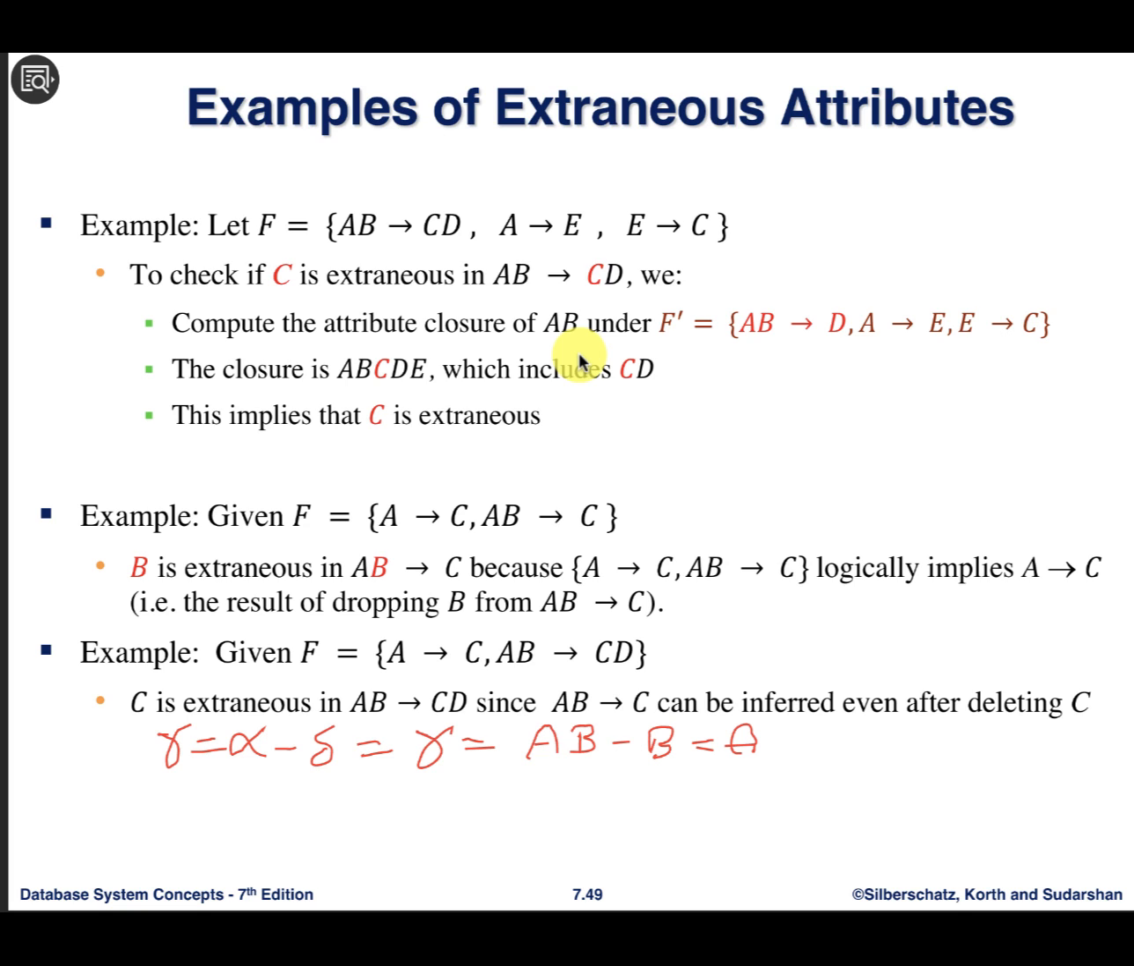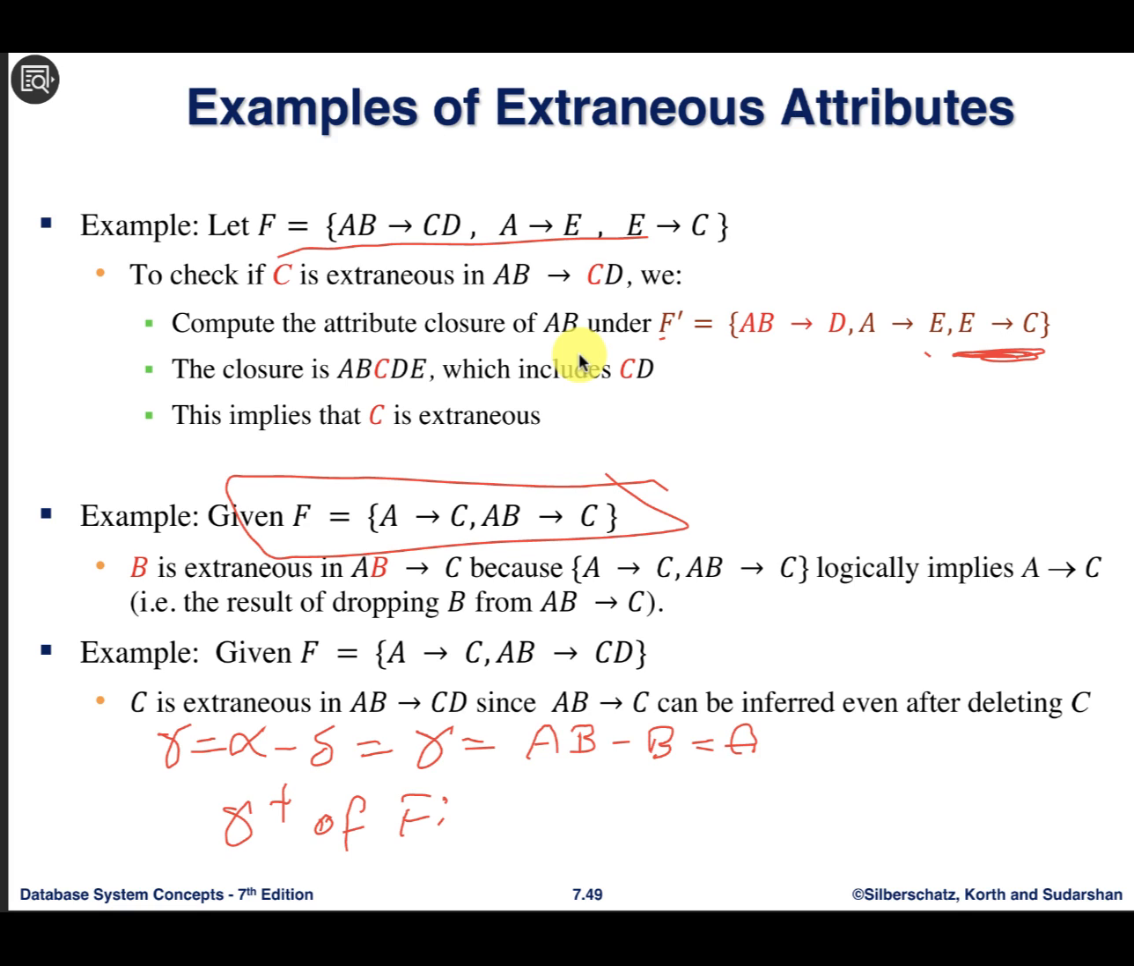Then after that, I need to compute the gamma closure under F. If you modify and remove something from the left-hand side, there is no need to update F, I mean F prime. Just work with the original value of F. If you modify or delete something from the right-hand side, that means you have to modify F prime, the original set of functional dependencies, then apply the closure based on this.